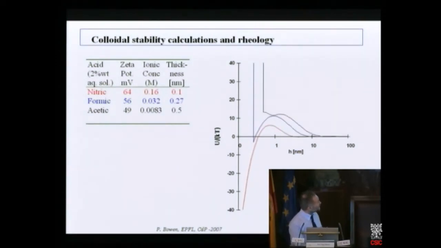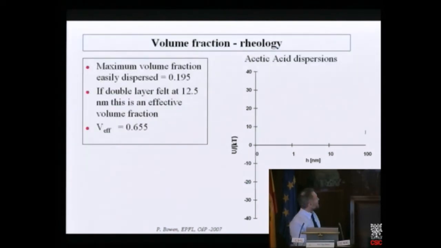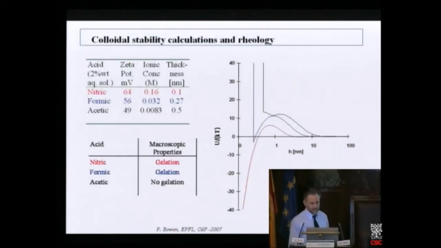With acetic acid, we close the minimum totally, and because of this reduced ionic concentration, we extend the electrostatic interaction a long way out. So macroscopically, the nitric acid, it gels. After about 30 minutes, we make the dispersion, it gels, and we can't redisperse it.